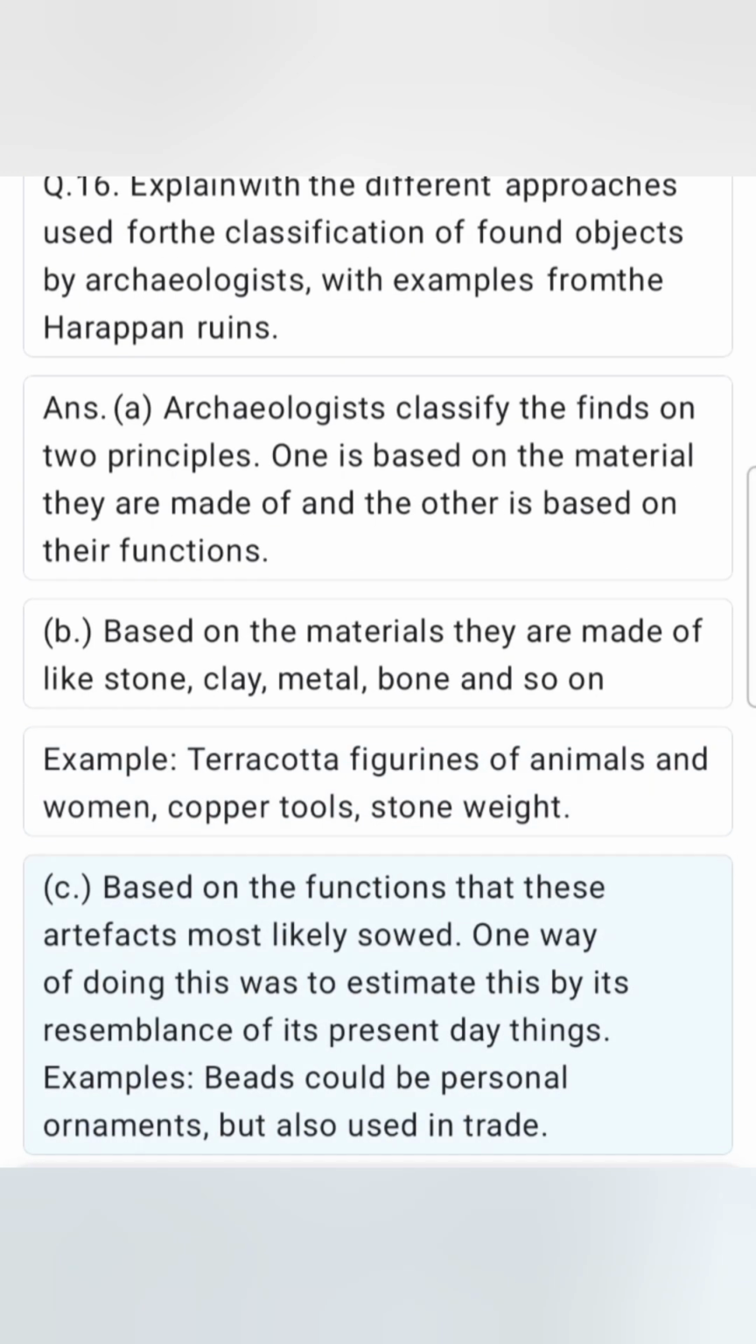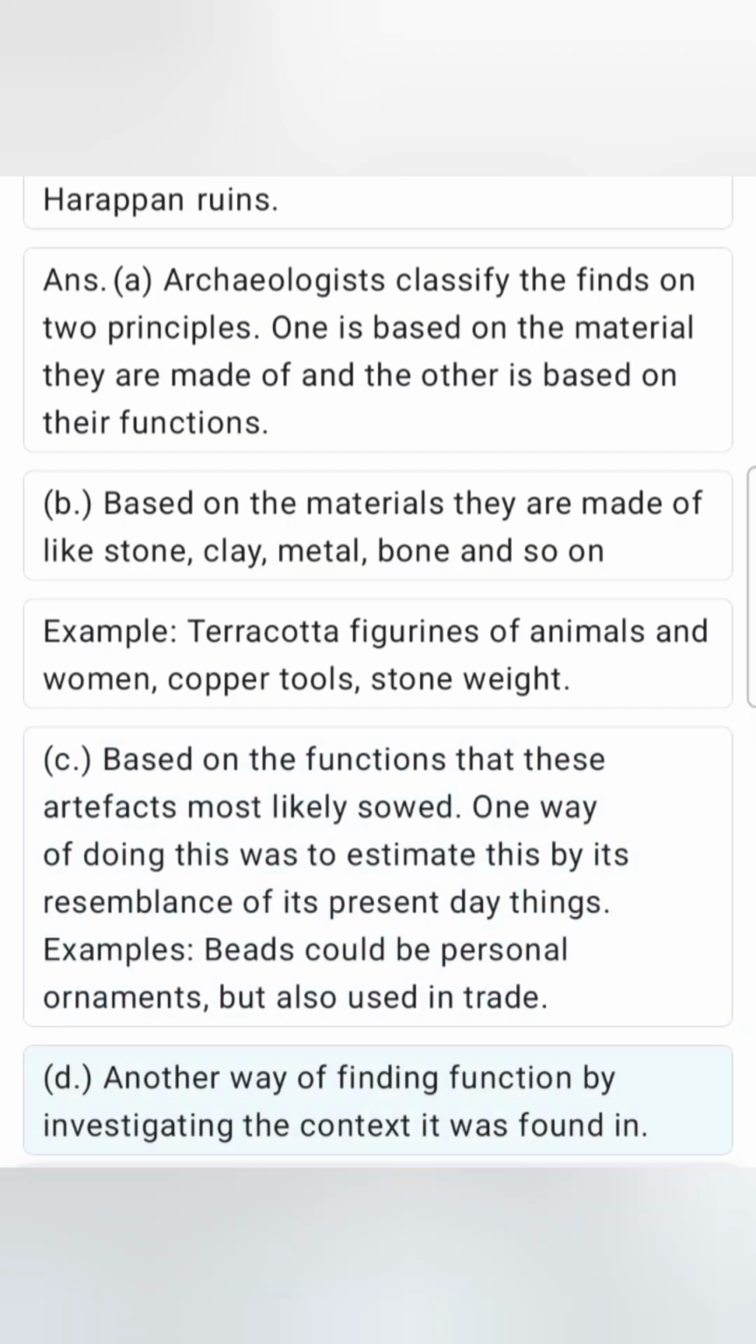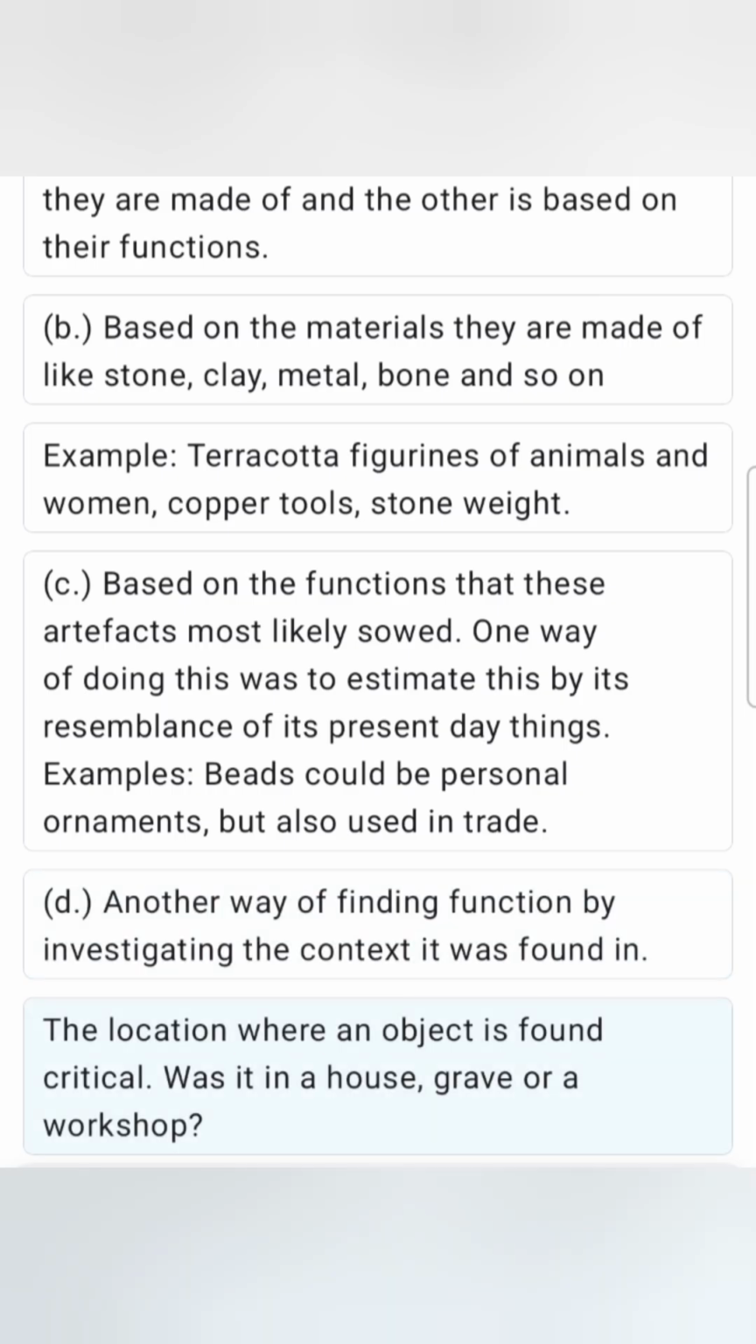C. Based on the functions that these artifacts most likely served. One way of doing this was to estimate this by its resemblance to present-day things. Examples: beads could be personal ornaments, but also used in trade. D. Another way of finding function is by investigating the context it was found in. The location where an object is found is critical. Was it in a house, grave or a workshop?